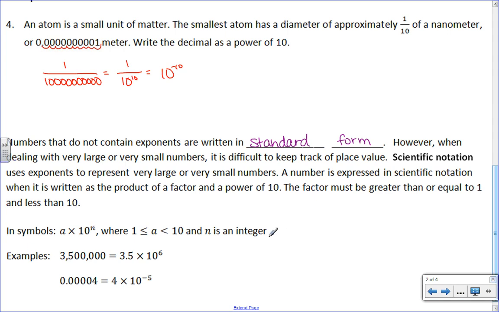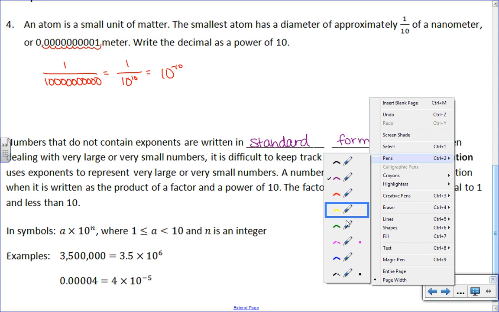So in symbols, scientific notation is a times 10 to the n, where a is between 1 and 10, or could be exactly 1, and n is an integer. So for example, 3,500,000 is 3.5 times 10 to the 6th, and 0.00004 is 4 times 10 to the negative 5th.